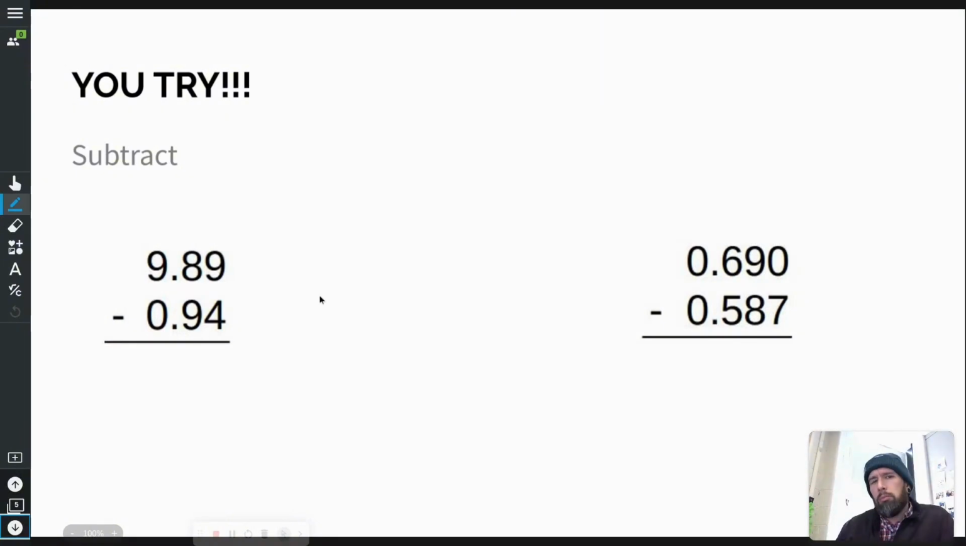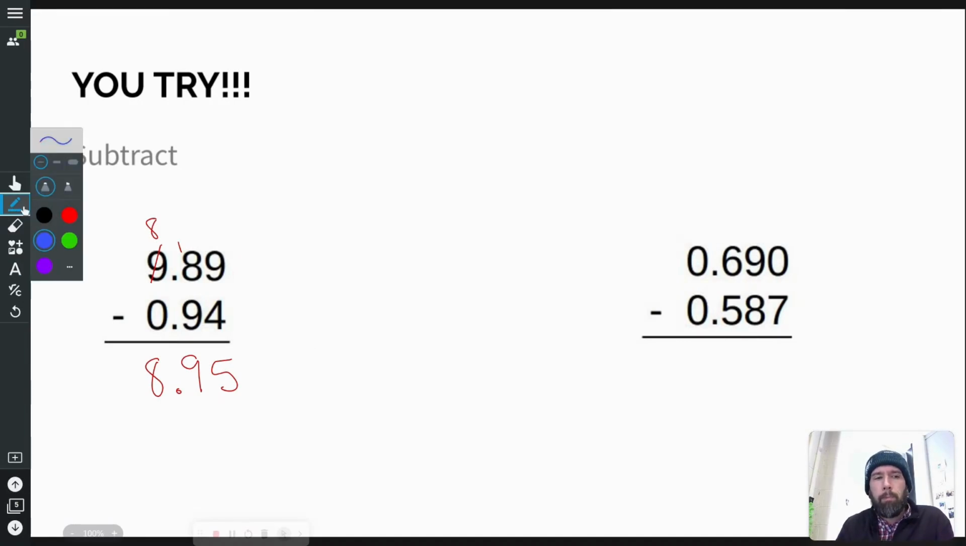Pause now. Welcome back. So I get 9 and 89 hundredths minus 94 hundredths. So 9 minus 4 is 5. Nothing crazy. 8 minus 9 can't do it. Cross you out and make you 18. 18 minus 9 is 9. 8 minus 0 is 8. 8 and 95 hundredths.